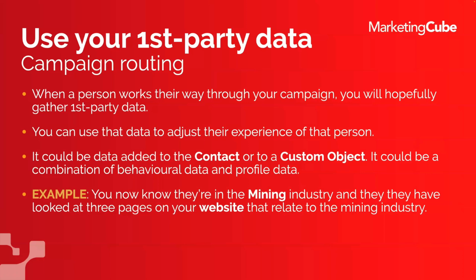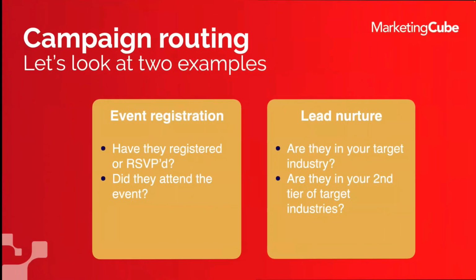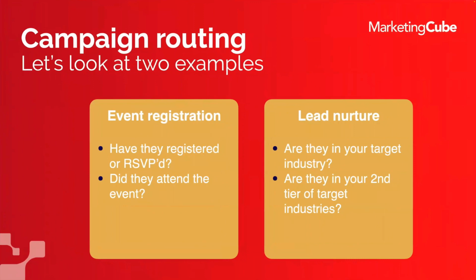An example to help us with this process. The example I want to give you is, let's look at the mining industry. I said choose an industry, so I thought I'll run with mining. And we know that that person has in fact looked at 3 pages on your website that relate to the mining industry. So that's good news. So let's jump in and have a closer look. So I want 2 examples to look at. First one is event registrations, and looking to see if people have in fact registered, or if they've RSVP'd, or if they've actually attended the event.